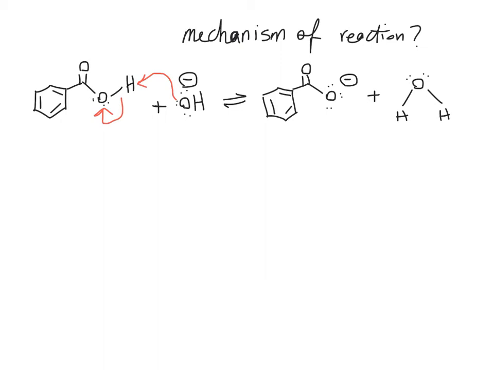So as you can see in the product, there is a new bond between the base and the proton, and this is the conjugate base of the acid. The bond between hydrogen and oxygen here in this acid will break.